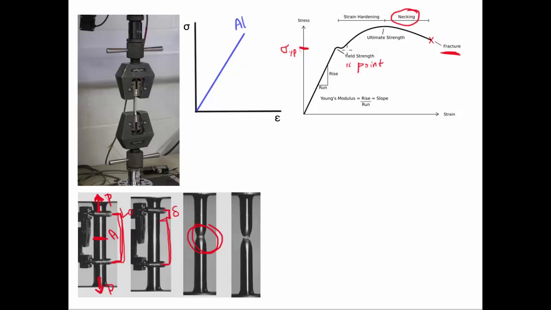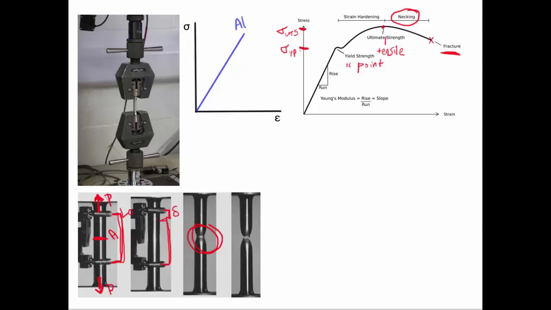The maximum stress that the material withstands prior to breaking is right here, and on the y-axis right up here, and it is referred to as the ultimate strength or ultimate tensile strength. So we might label it stress UTS, ultimate tensile strength. So what does the word tensile mean?